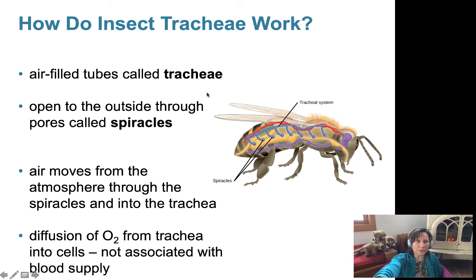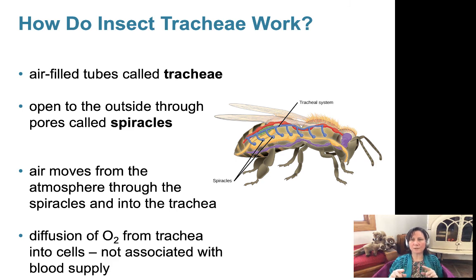So we've kind of covered this already. The air-filled tubes are called tracheae. They open to the outside through pores called spiracles. Air moves from the atmosphere through the spiracles into the trachea. And again, there's no active pump to do this. There's not a diaphragm. Basically, it's just by virtue of the muscles in their body contracting as they move. When they contract, it increases pressure in the body that forces air out. And when they relax, that allows air to come back in. So the diffusion of oxygen from the trachea into the cells is not associated with the blood supply.